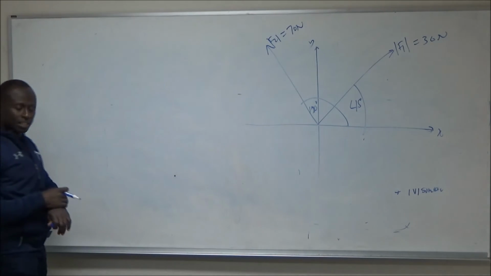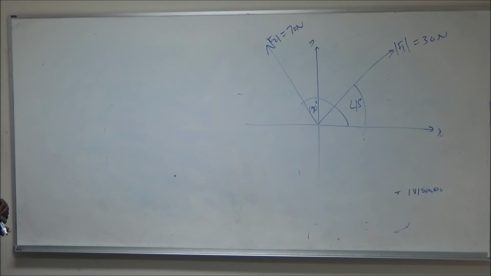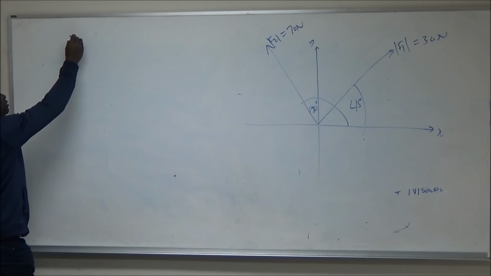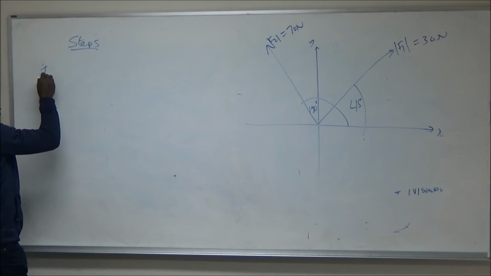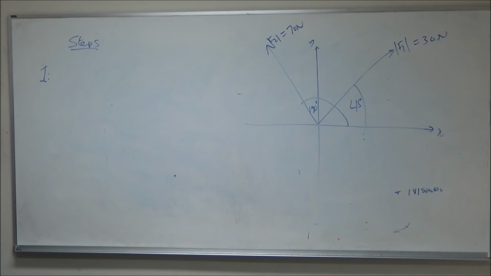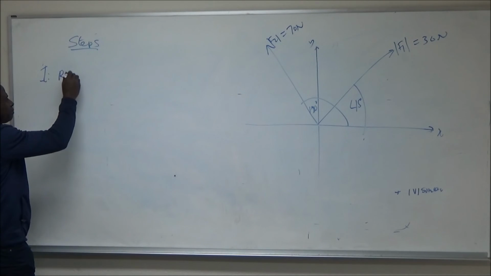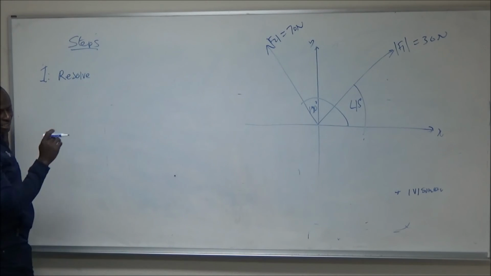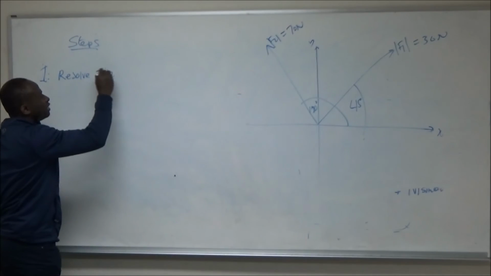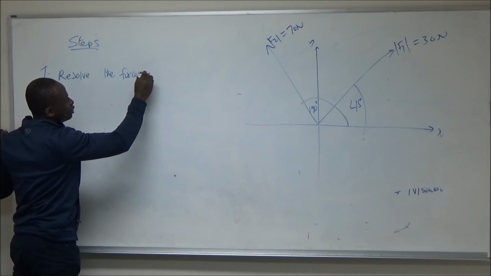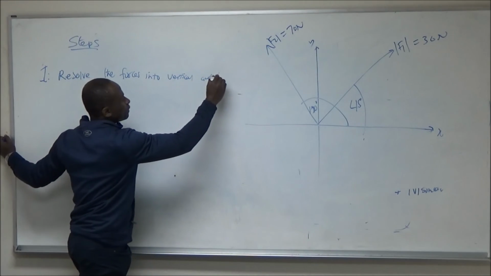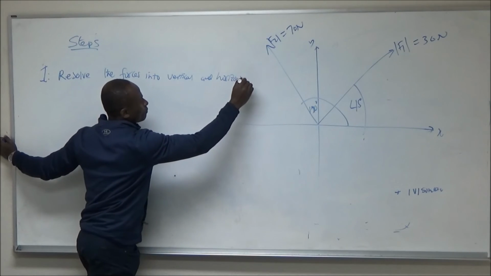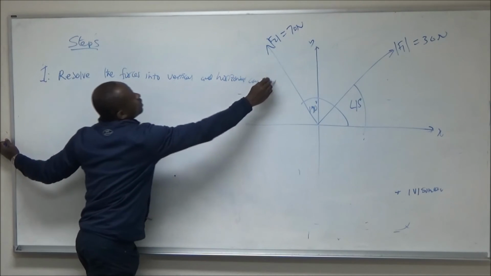Alright, so let's just do it. This is the last thing we'll do. I like to think in terms of steps. So the first thing is resolve the vectors into their vertical and horizontal components. Don't do this in the test, this is just for class. Resolve the forces into vertical and horizontal components, right? Each of them, not just one.